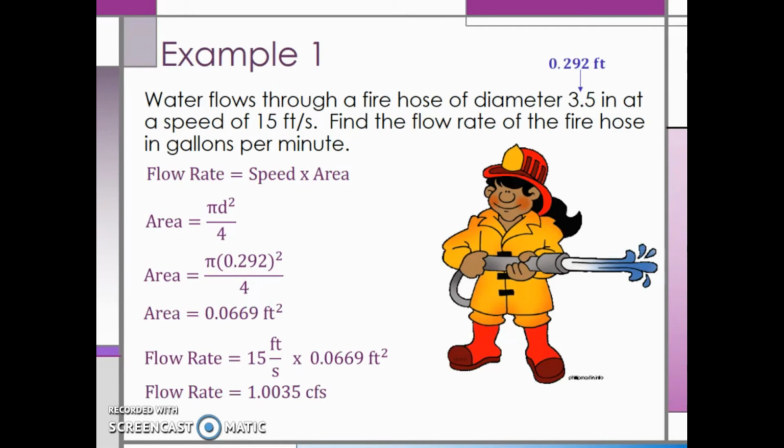However, the question is looking for the flow rate in gallons per minute, so we have to take our answer in CFS and multiply by the conversion 1 CFS equals 449 gallons per minute. This gives us a flow rate of roughly 450 gallons per minute. In the next video, we will take a look at incompressible fluids and Bernoulli's principle.